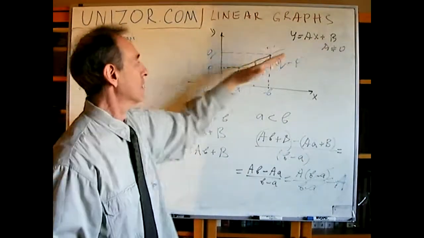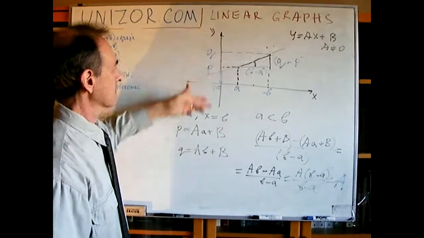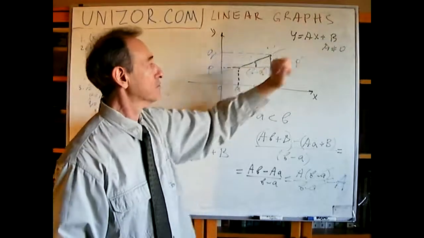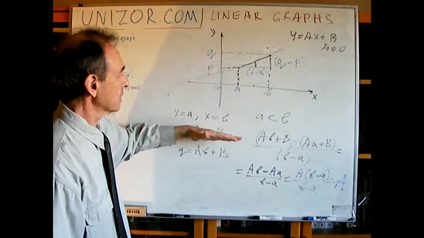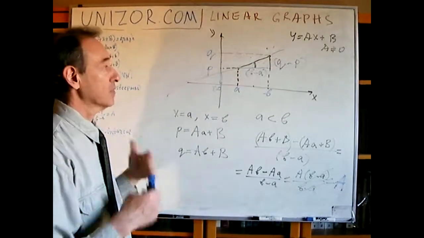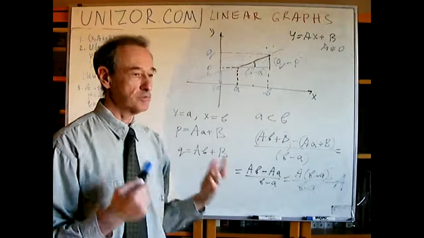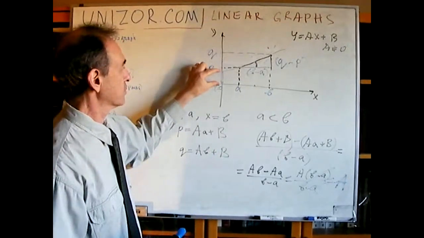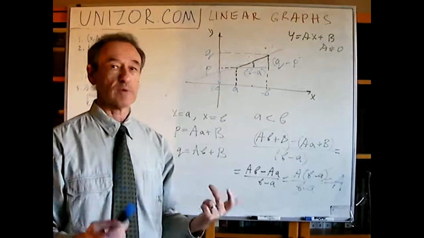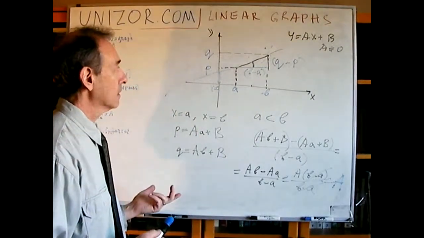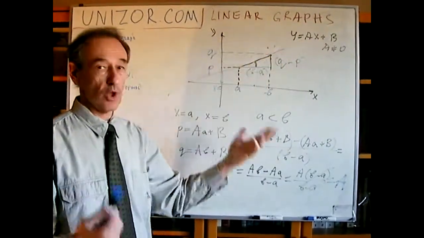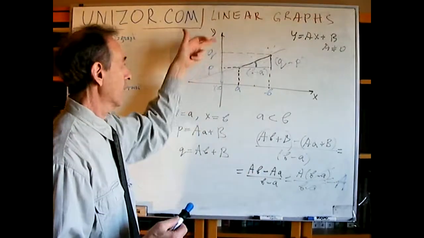For a positive b, the graph intersects the y-axis above the x-axis. For a negative b, obviously the graph would intercept the y-axis below the x-axis. But in any case, the value of b is actually this particular value, positive or negative. That's why b is called intercept. So y equals ax plus b. a is a slope and b is called a y-intercept.